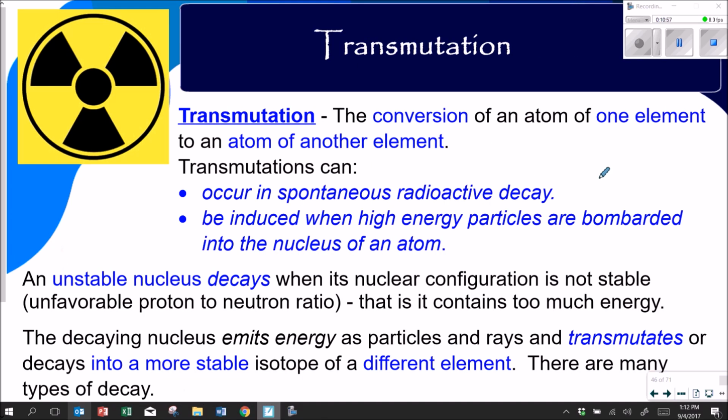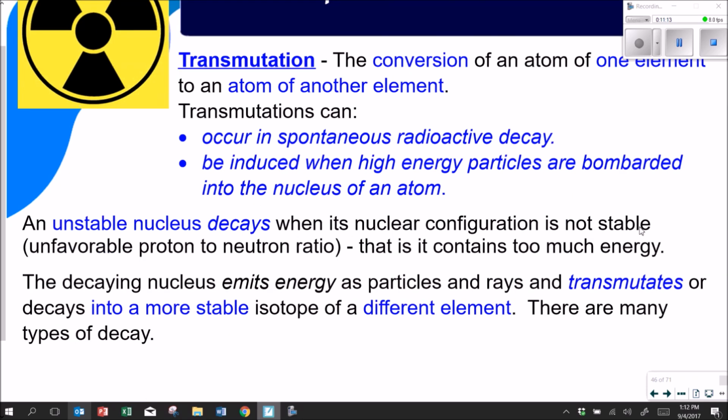Transmutation is the conversion of an atom of one element to an atom of another element. Transmutations can occur spontaneously in radioactive decay, or they can be induced when high-energy particles are bombarded into the nucleus of an atom. An unstable nucleus decays when its nuclear configuration is not stable. There is an unfavorable proton-to-neutron ratio. That is, it contains too much energy. The decaying nucleus emits energy as particles and rays and transmutates or decays into a more stable, different element. There are many types of decay, and we will look at them in the next slides.